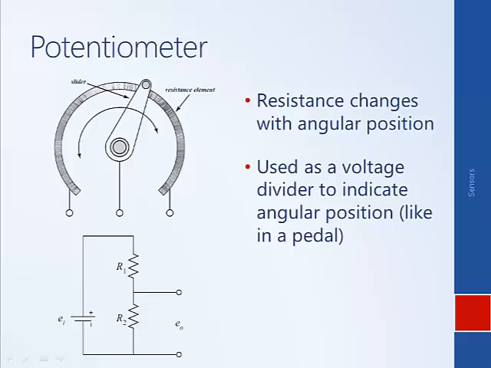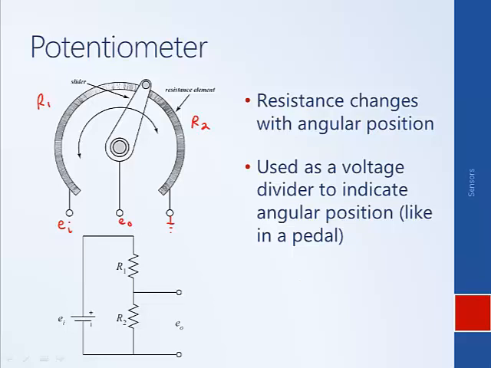So looking at this figure, we have a resistance element, and that resistance element has a total resistance R. As the slider moves, it changes the amount of resistance on the left of the slider and on the right of the slider. And if we apply a voltage across the potentiometer, then the voltage that's generated at the output will change as the slider changes.